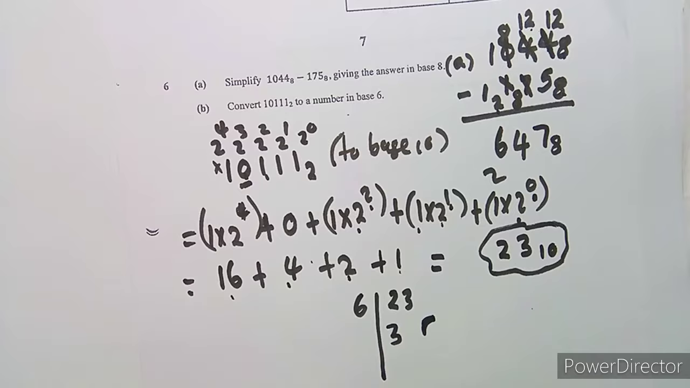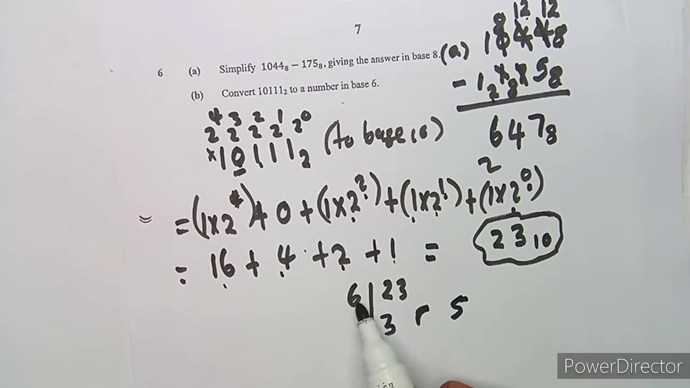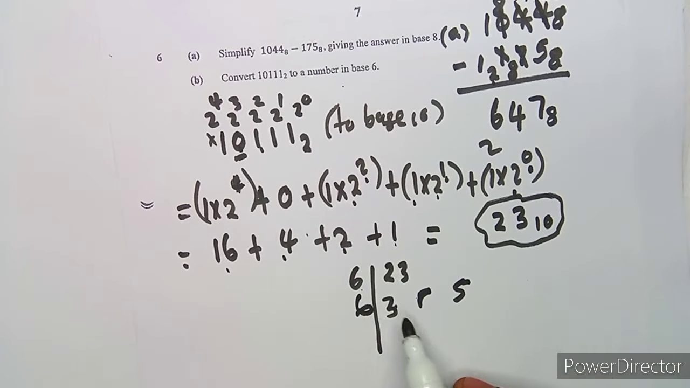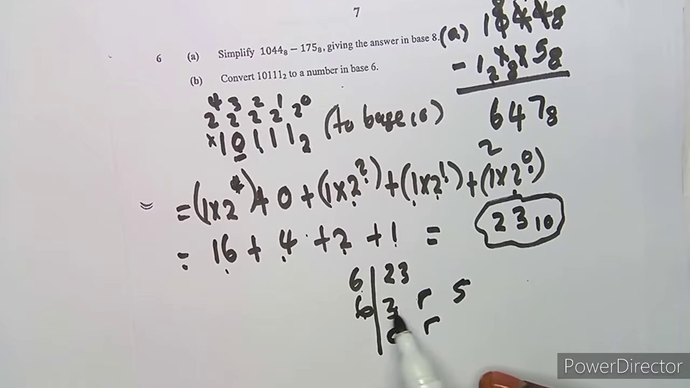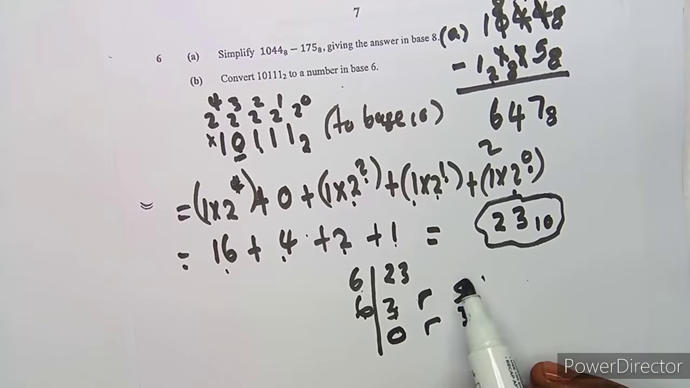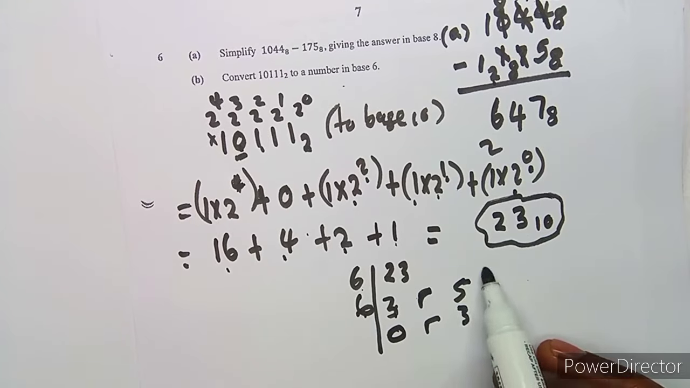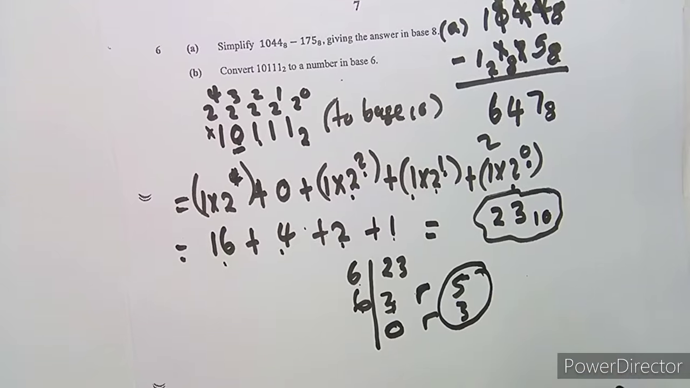So that's what we need. 23 minus 18, guys, what do we have? We've got something like 5, if I'm not mistaken. 6 into this one, 3, remainder 5. Then we move on to 6 into this one, that's a 0 here, remainder 3. So you just have to take your remainders, or you can put it as a column, whatever way that you are comfortable with.